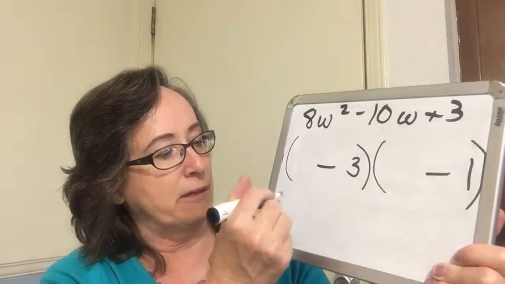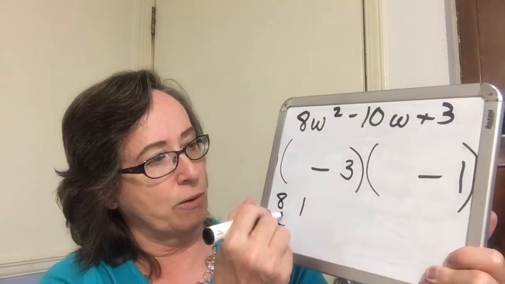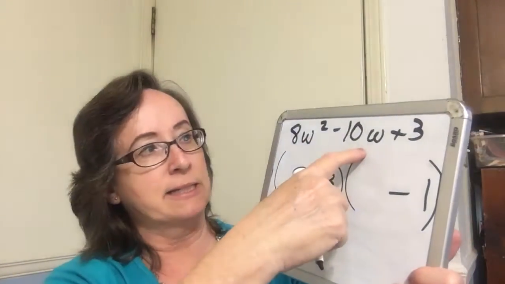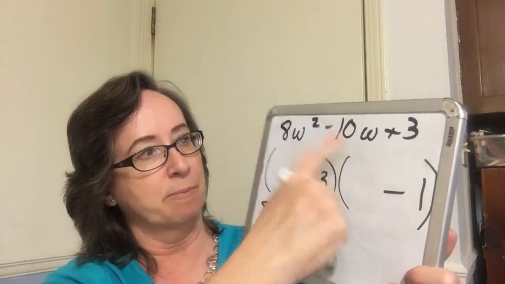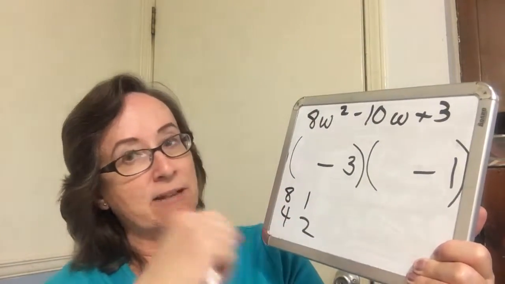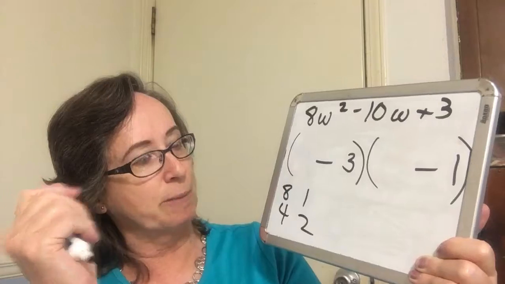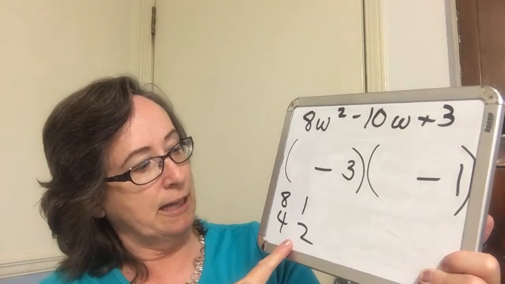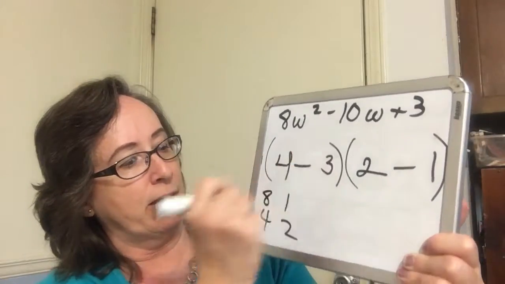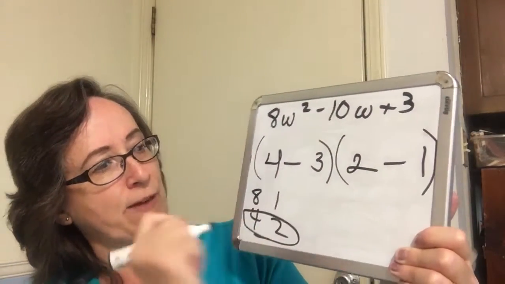So now 8 could be 8 and 1, or 4 and 2. I'm wanting to get a sum of 10, but my inside and outsides have to go together. So I'm going to go ahead and start with this one, and I would put the 2 there and the 4 there, starting with this factor.